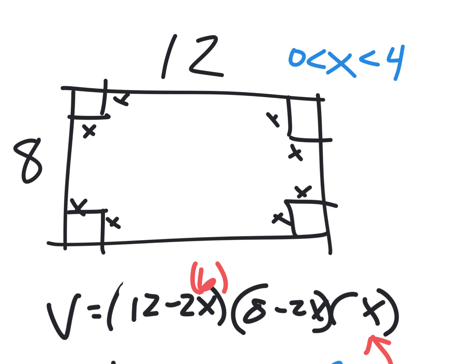Let's get K to weigh in on this one. Why can't x be outside that little range? Why can't it be negative? Can't have a length be negative. Okay, good. And what else? Why can't it be 4? Why can't it be 4?